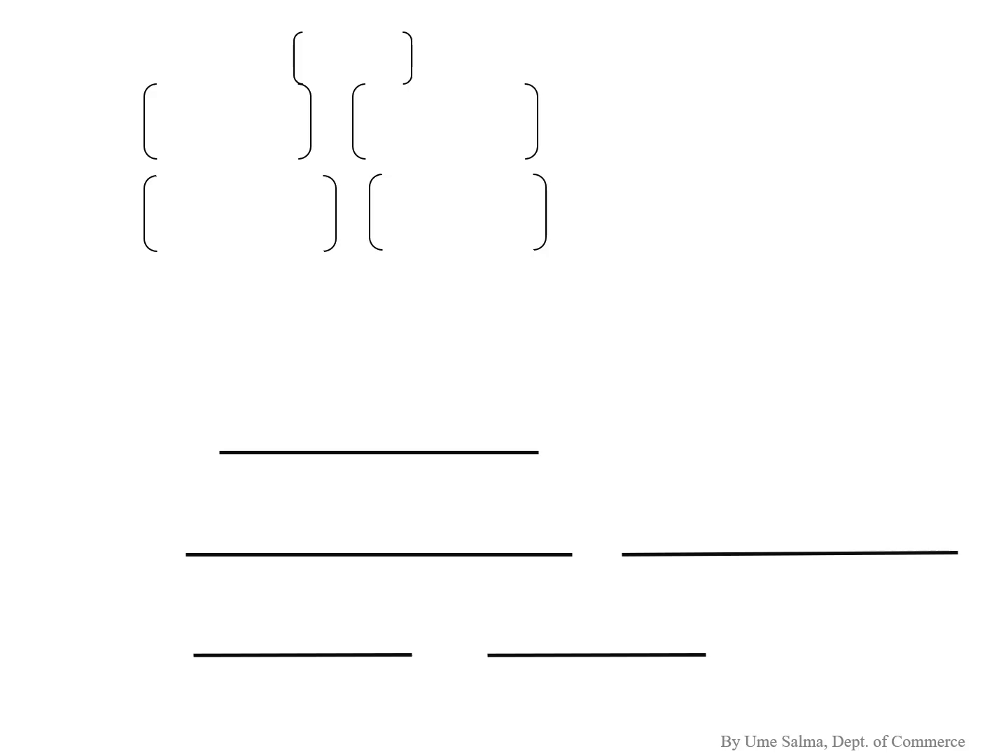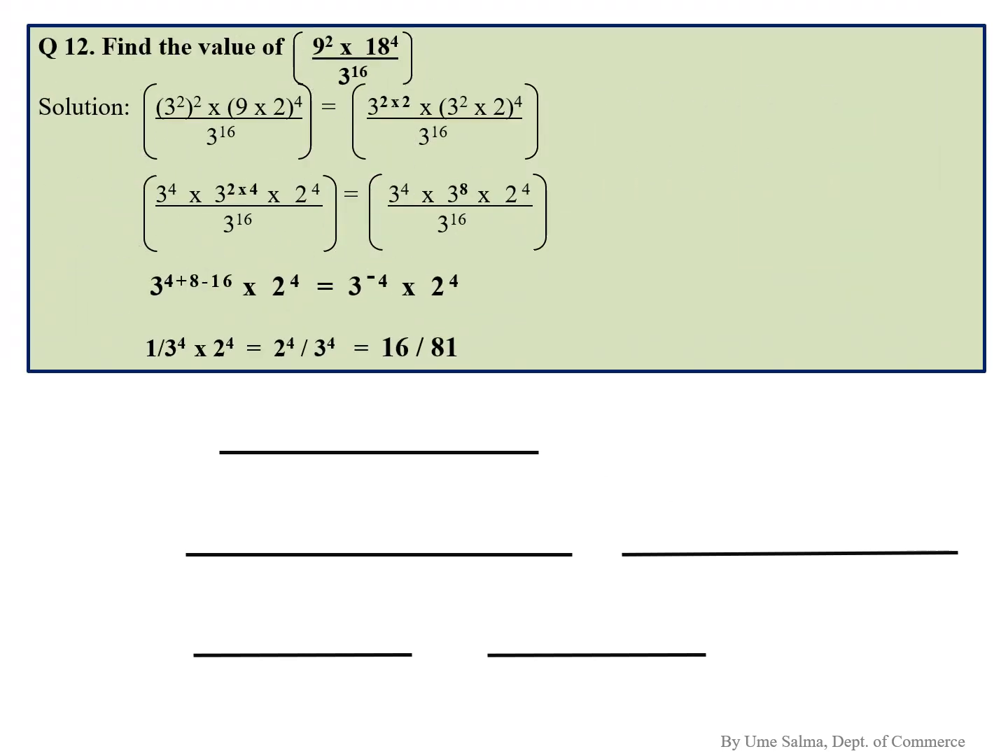Now let us look at a few more problems which are a little different from what we have seen previously. As you can see in this question, find the value of 9 to the power 2 into 18 to the power 4 divided by 3 to the power 16. This is similar to previous problems, but here you can see all the three terms have different bases. So the first step you have to do is convert them into a common base.